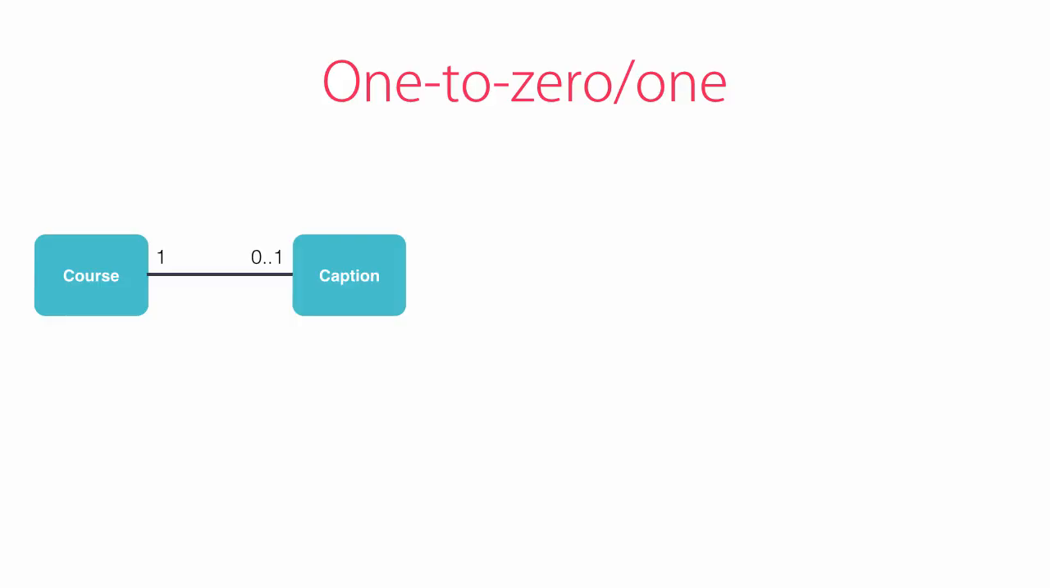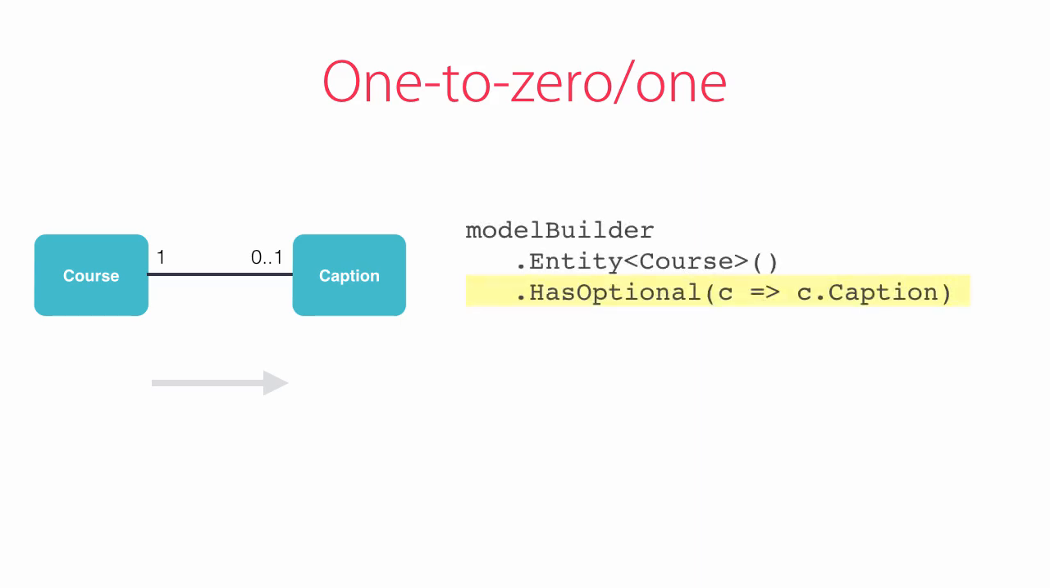Another example, one to zero or one. So here we have a course, and a course can optionally have a caption. But each caption belongs to only one course. So let's start the configuration from course to caption. So we call modelBuilder.Entity of Course. And now because a course can optionally have a caption, we call the HasOptional method. And again, similarly, here we supply a lambda expression that specifies the name of the target navigation property.